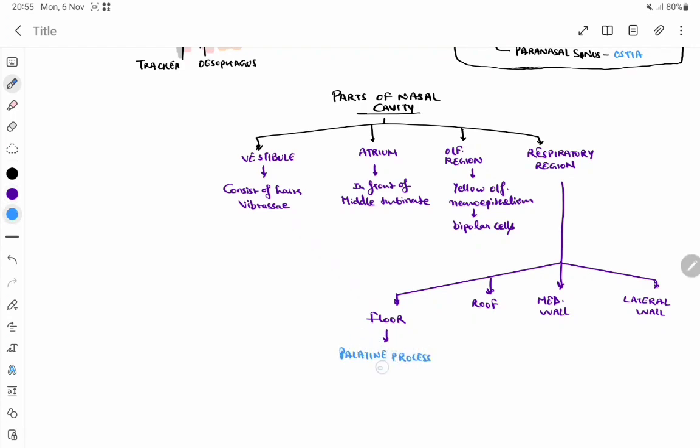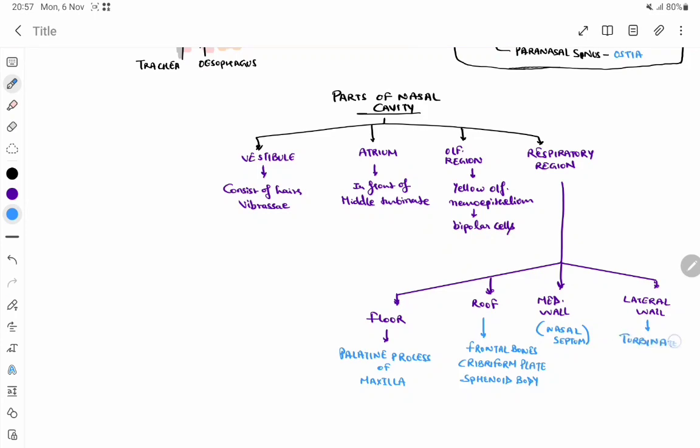As I told, the floor is made up of the palatine process of the maxilla. The roof is formed of the frontal bone, cribriform plate, and the sphenoidal body. The medial wall is the nasal septum.